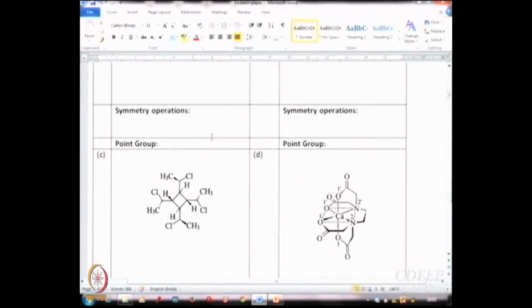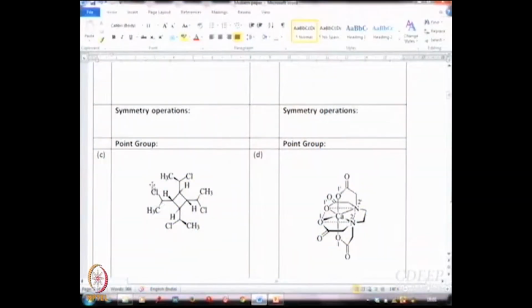Looking at it at first glance, I thought it is C4 because it has a square. Is there a C4 axis? No. Why not? Because after all, this chlorine goes to that chlorine, that chlorine goes to this chlorine. So why is this not a C4 axis? The problem is with the hydrogen and methyl groups. So if this is not a C4 axis, what can it be?